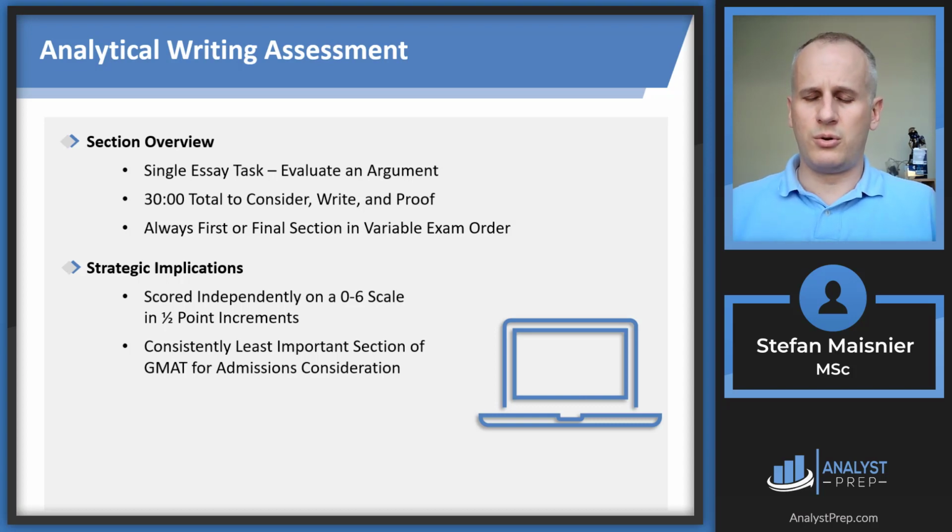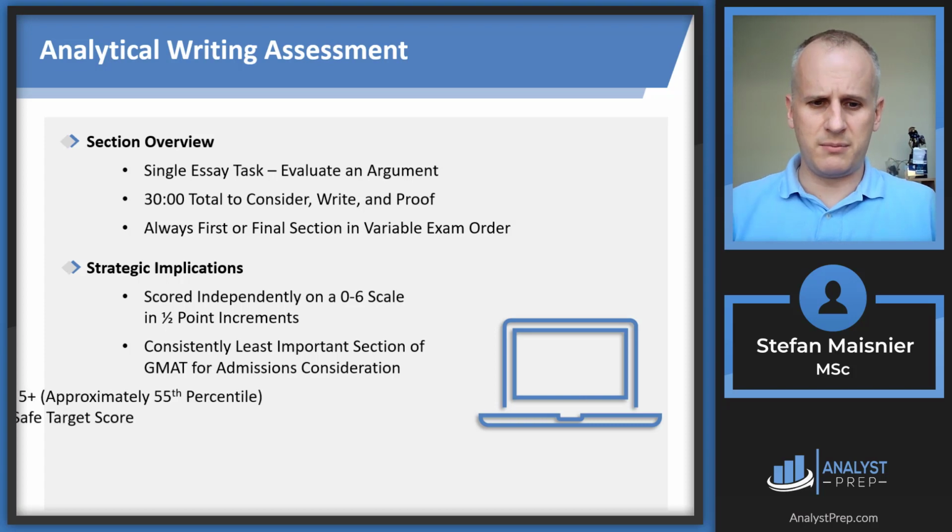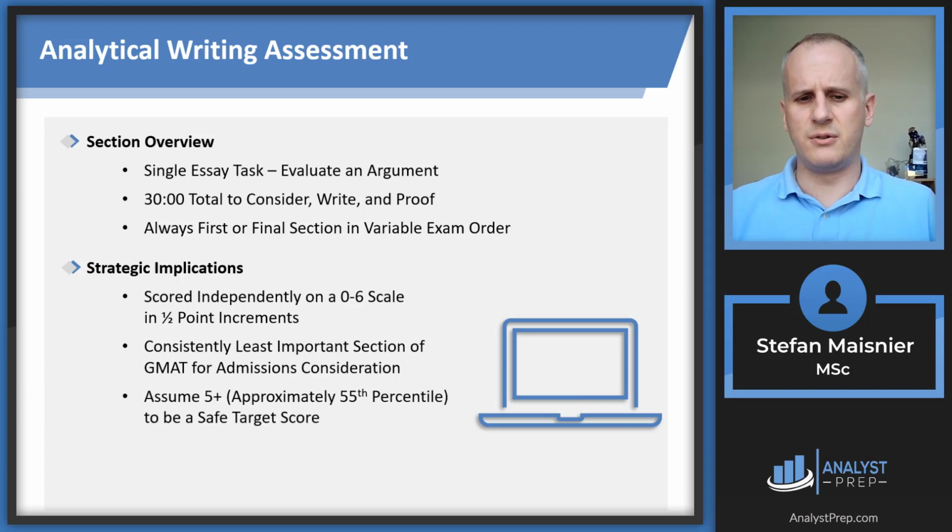So your goal is to just make sure that you hit the minimum, and the minimum is going to be a 5. So a 5 or higher, which is approximately the 55th percentile, is going to be a safe target score. In many cases, a 4.5 will even be a safe target score. But a 4 is going to put you right around the 20th percentile just because of the scoring curve. So you really do want to do your best to guarantee a 5 or above. And you really do that through what we're going to talk about here in this lesson. You execute on these tactics and processes, you should be able to produce a relatively rote 5-level essay.